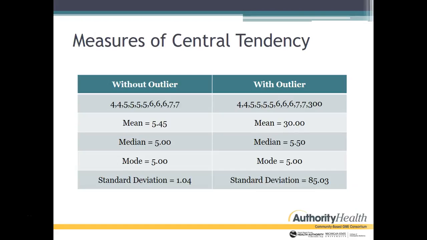All right. So here you see an example of how an outlier can affect your data. On the left, we see the data set without the outlier, and the mean, median, and mode are all right around 5. And the standard deviation is 1.04. Now, on the right, we've added an outlier of 300. With that outlier, you can see the mean has changed drastically. It's increased. The median hasn't changed much, and the mode is unaffected. But look at your standard deviation. There's much wider variability there.